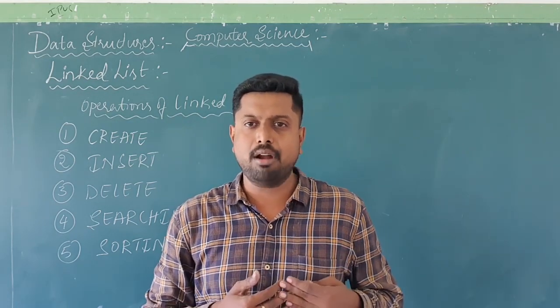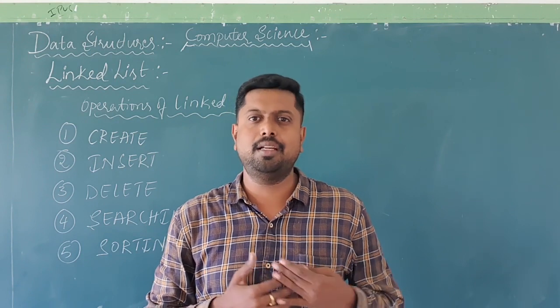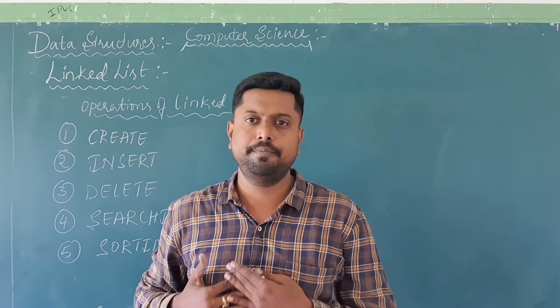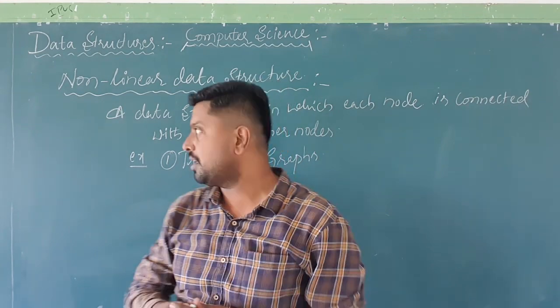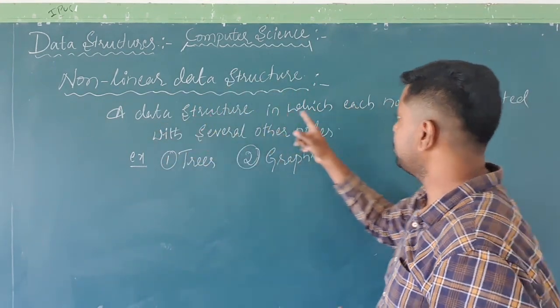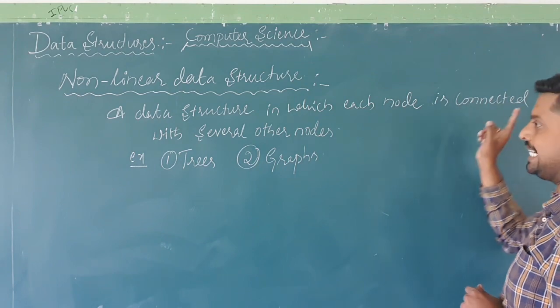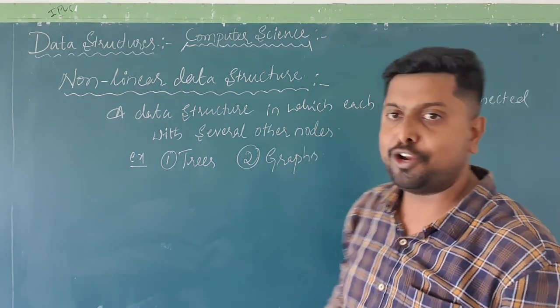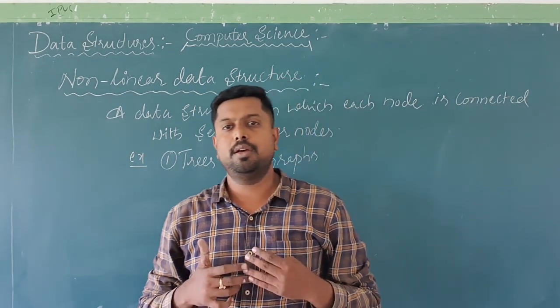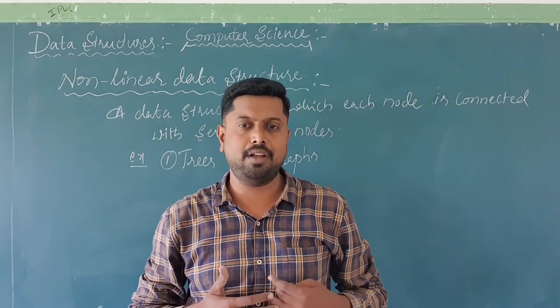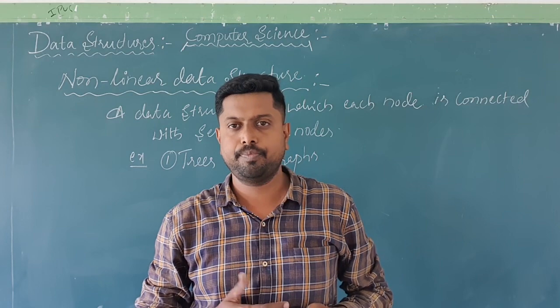Now, the non-linear data structures will come. In that, trees and graphs we are going to learn about. So finally, in the data structures, non-linear data structures, as the definition says, is a data structure in which each node is connected with several other nodes. Some examples are trees and graphs, the two non-linear data structures.